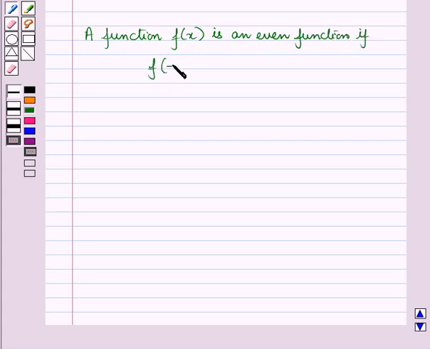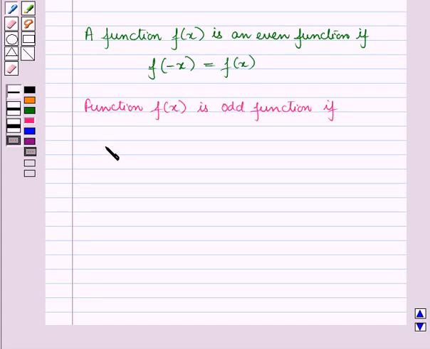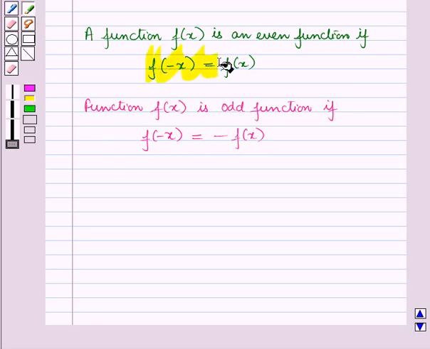Now a function f of x is an even function if f of minus x is equal to f of x, and function f of x is an odd function if f of minus x is equal to minus f of x. Now, using these results, we will find symmetry of trigonometric functions.